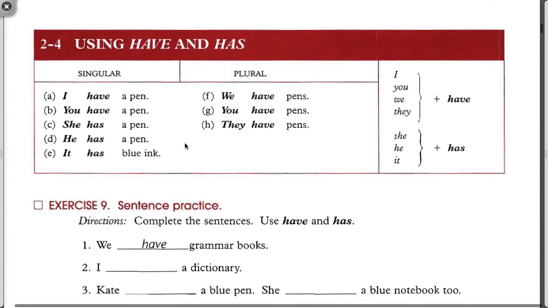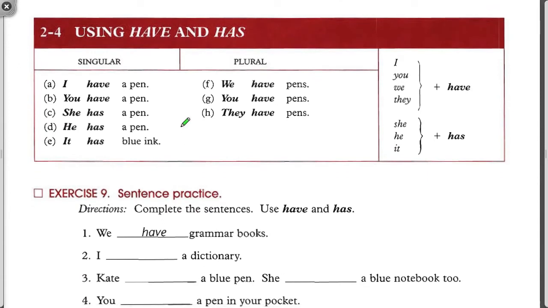Using have and has. Okay. Here we have singular and plural. I have, you have, she has, he has, it has. Plural form is we have, you have, they have. Here's a nice way of looking at it. Only he, she, and it has. Everything else has have. I have, you have, we have, they have. Okay? Try to remember this chart. Write it down a few times somewhere in your book, in your notebook.